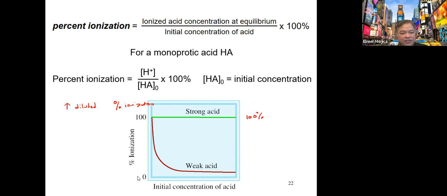The more diluted, higher or lower percent ionization? Is the ionization higher or lower when the sample is diluted? That is the question there.